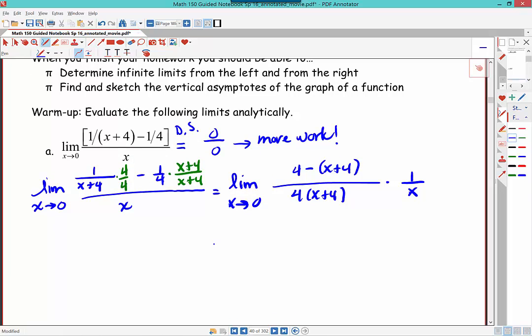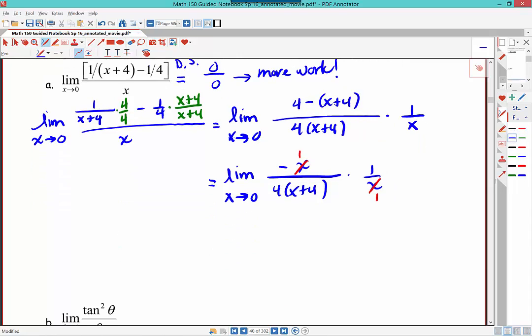How are we doing so far? Awesome, I knew you could do it. And now we will have the limit as x approaches 0 of, good. Do you see the 4's will zero out and we'll end up with a negative x over 4 times quantity x plus 4 times 1 over x. Those x's will divide out. And we will have the limit as x approaches 0 of negative 1 over 4 times x plus 4.